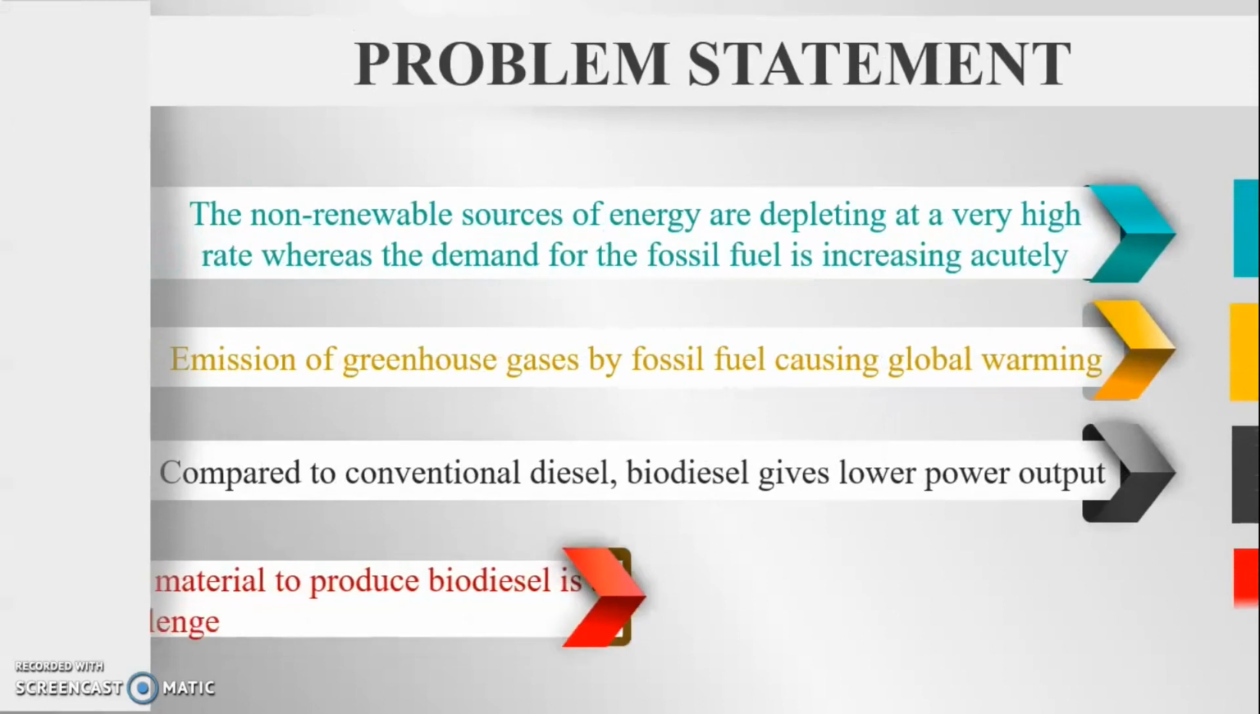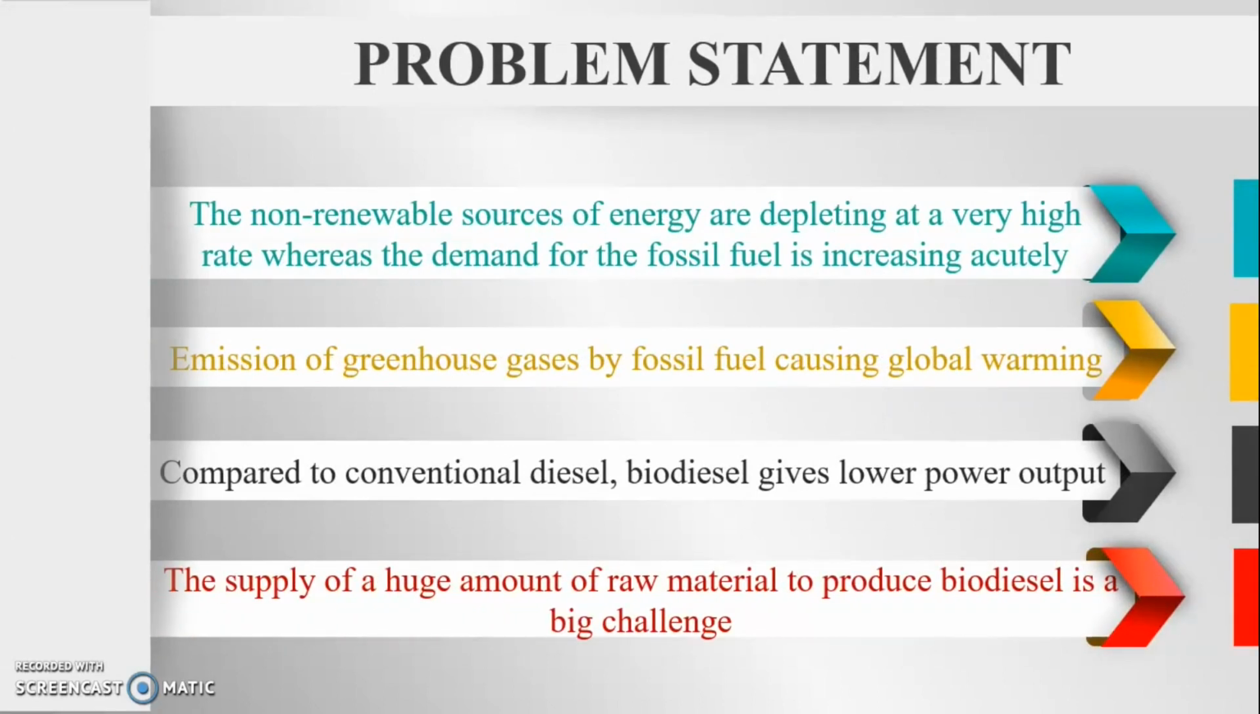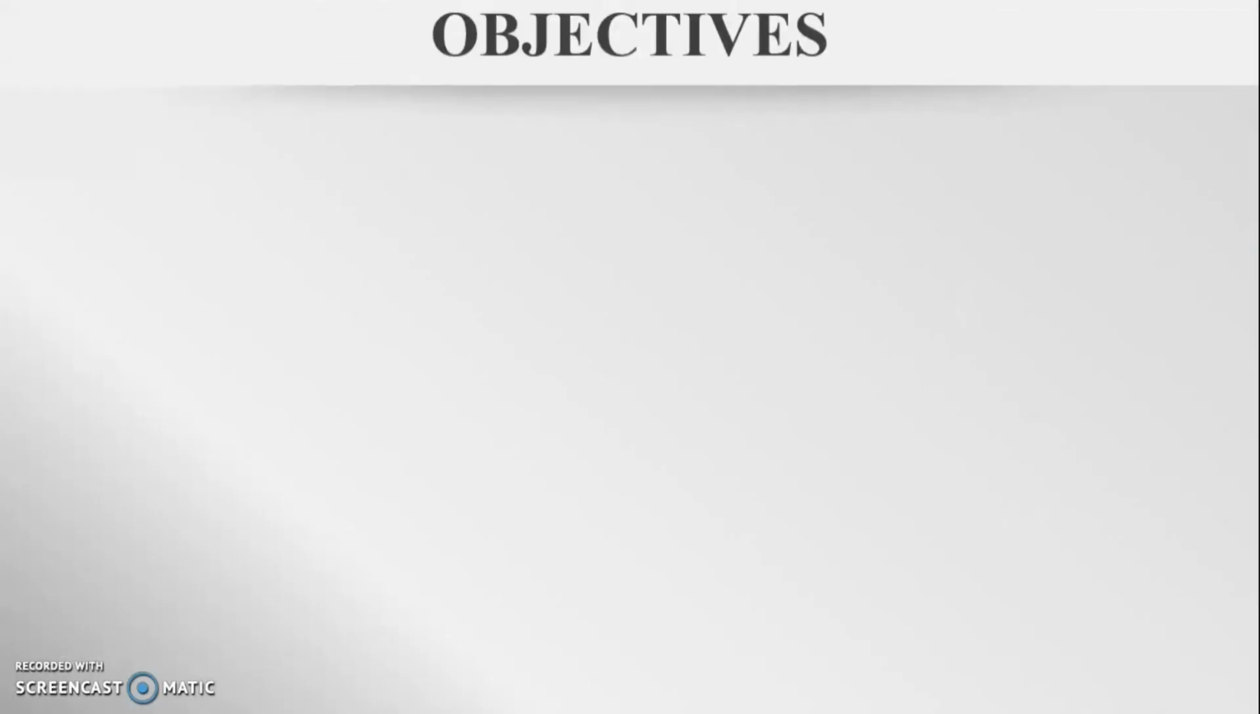Here are the problem statements. The non-renewable sources of energy are depleting at a very higher rate, whereas the demand for the fossil fuel is increasing very acutely, and as a result we can see that the price of fossil fuel is getting higher every day. The emission of greenhouse gases by fossil fuel can cause global warming. Compared to the conventional diesel, biodiesel gives very lower power output. The supply of huge amount of raw material to produce biodiesel is a big challenge.